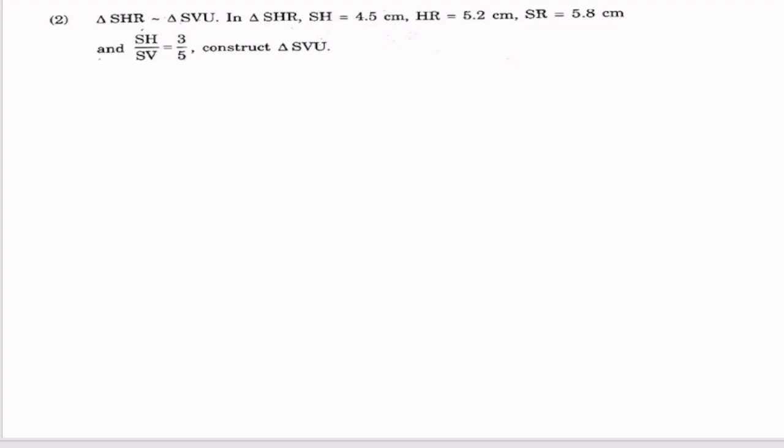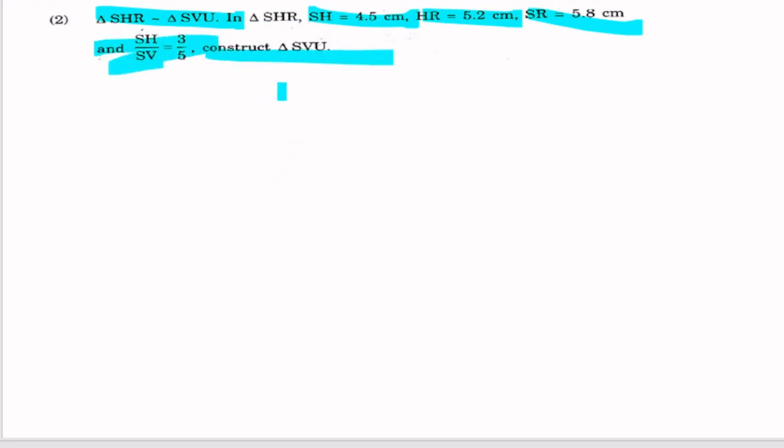Now again, it's a construction. Let me explain you the steps. You will do it in your paper. You'll definitely understand. It's not difficult, but looks very difficult. Question says that triangle SHR is similar to triangle SVU. In triangle SHR, SH is given 4.5, HR is given 5.2, and SR is 5.8. And the ratio is given. You have to construct another triangle because it's similar.